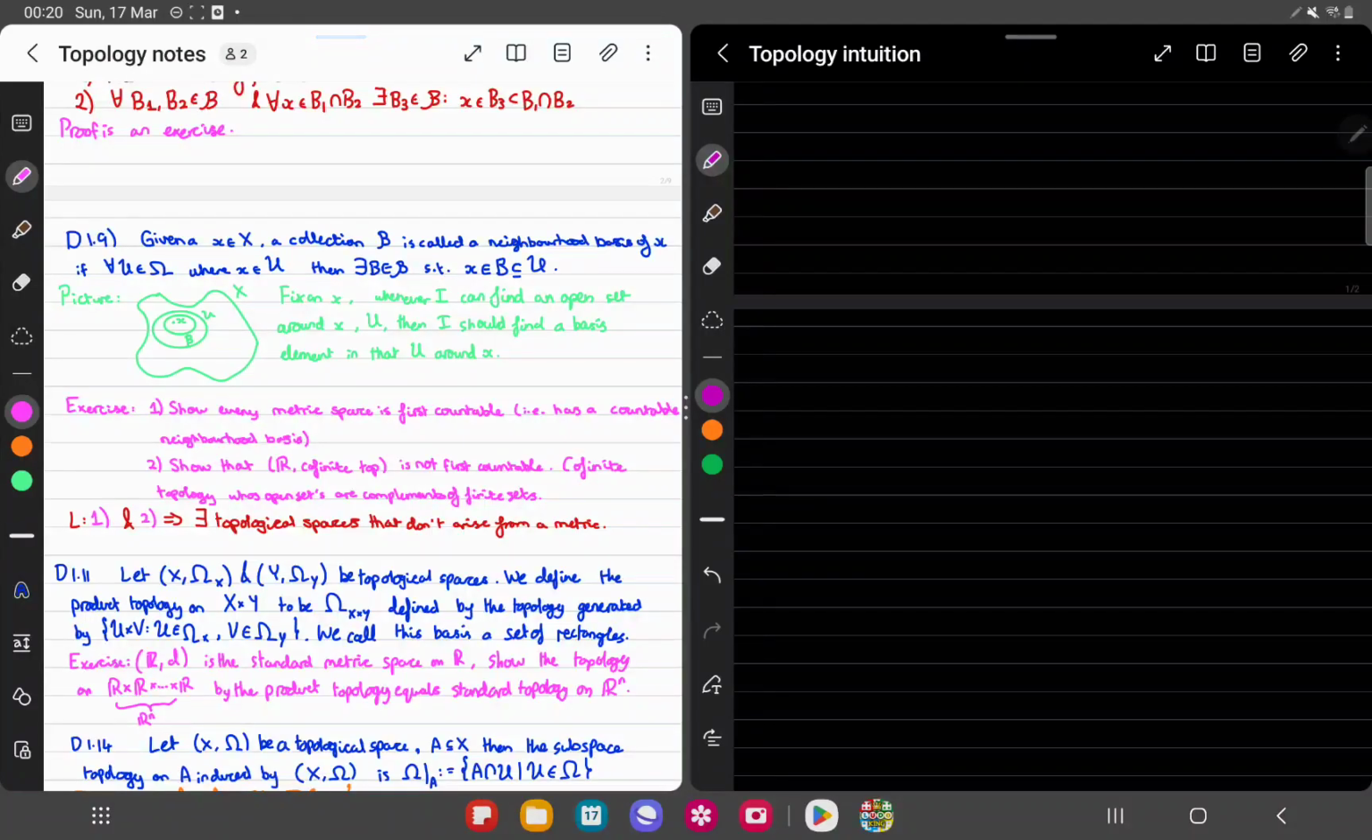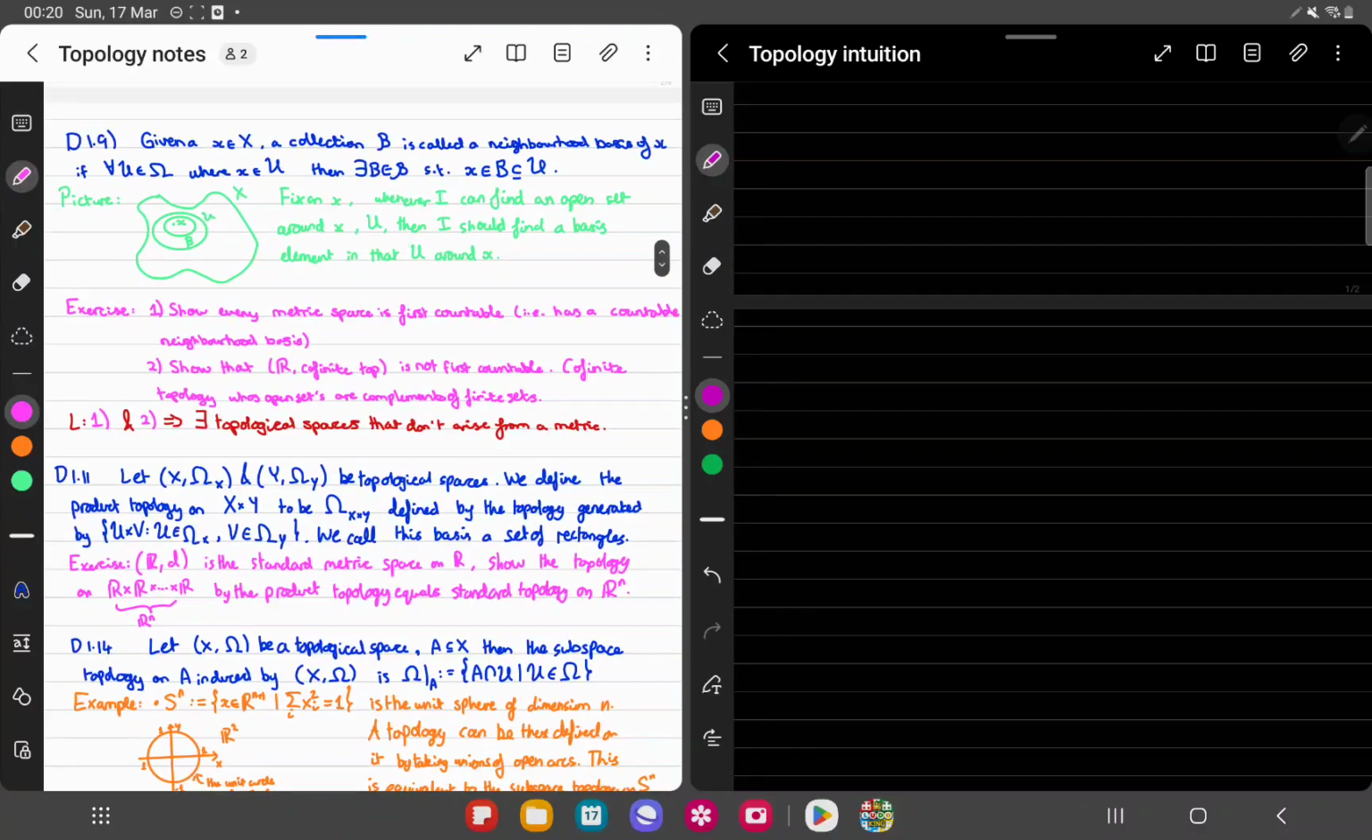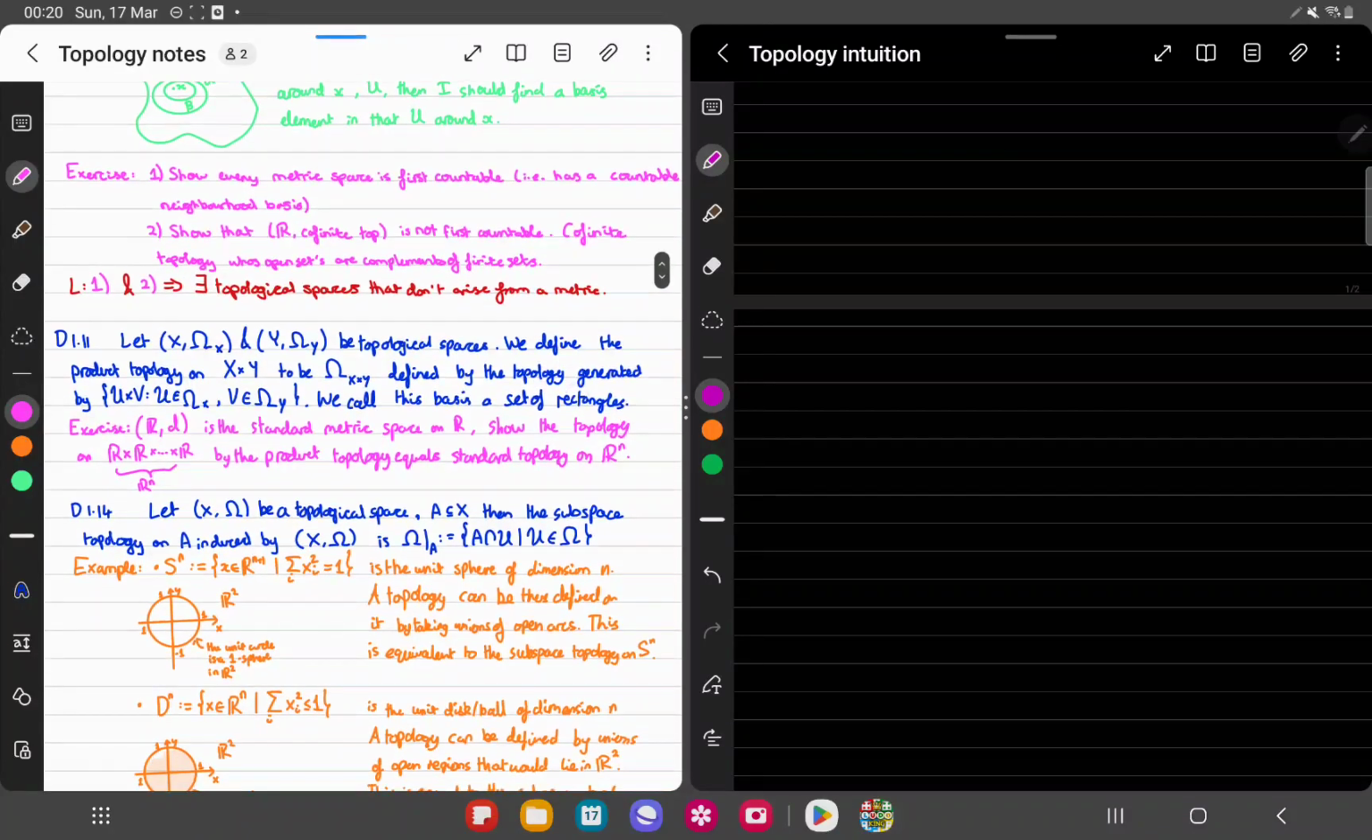Show every metric space is first countable. This is the exercise that I said was not one that I actually thought was that interesting or fun to do, but its consequence is interesting. There's a lemma you can deduce from this, and that is that there exist topological spaces that don't arise from a metric. I recommend giving that one a shot on your own. I can't be bothered to do it.